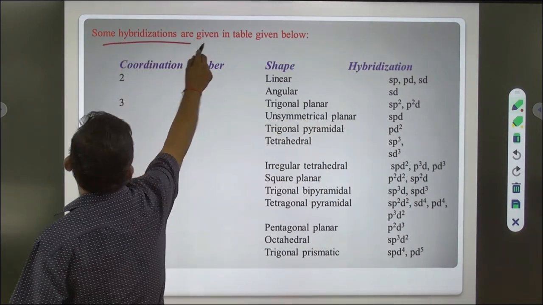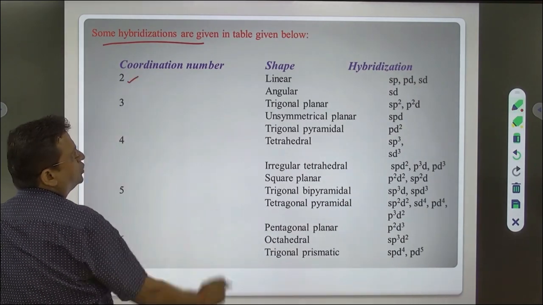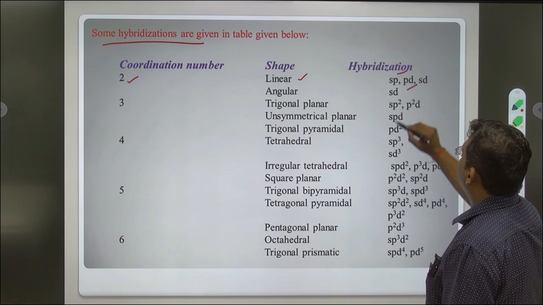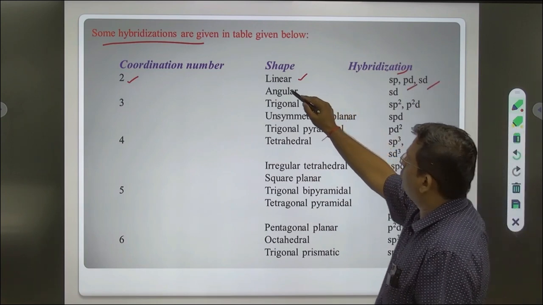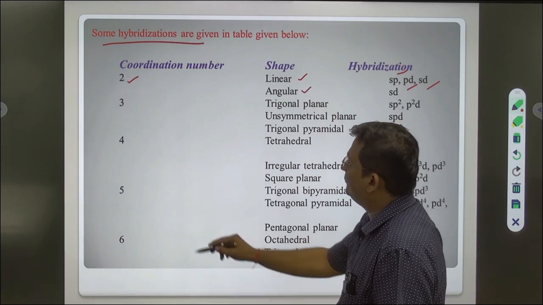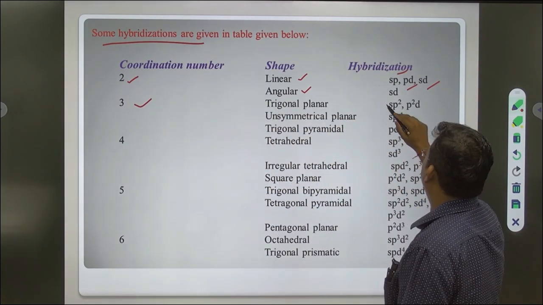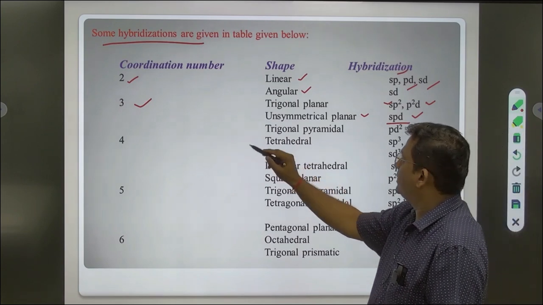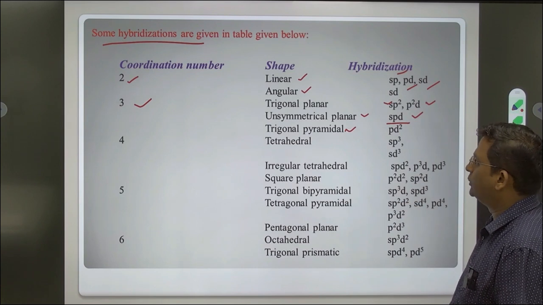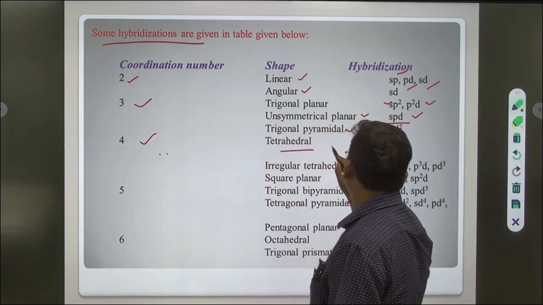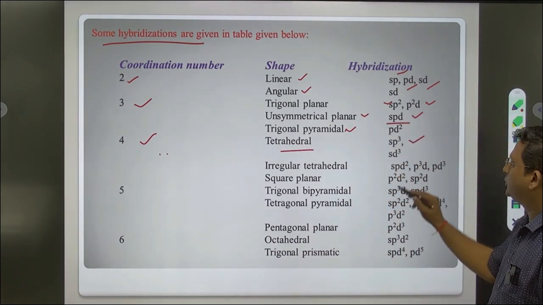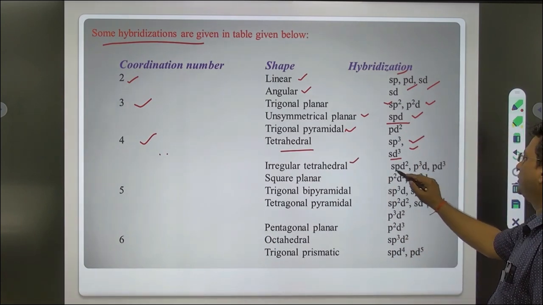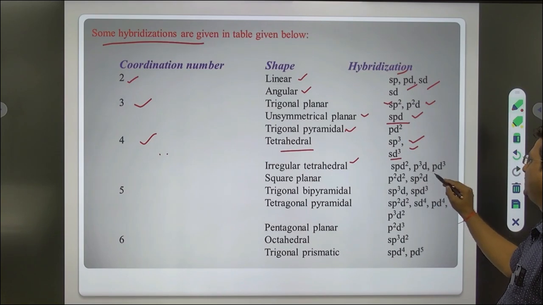Coordination number. Some hybridizations are given in the table below. Coordination number 2: hybridization is sp, the shape is linear, and hybridization may be pd and sd also, with shapes linear and angular. When coordination number is 3, the hybridization sp2 gives trigonal planar, and p2d and spd give unsymmetrical planar structure, and pd2 gives trigonal pyramidal. And when coordination number is 4, tetrahedral structure, the hybridization is sp3 or sd3, and irregular tetrahedral structure, the hybridization is spd2 or pd3.